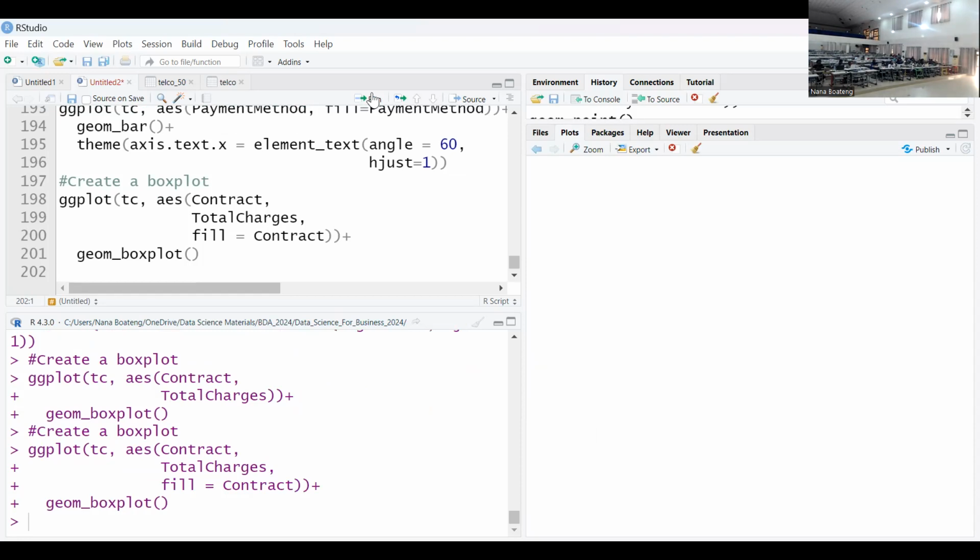Are you getting your output? Mine is a bit slow, so good. Right. Yes. Are you all getting it? Good, good, good.